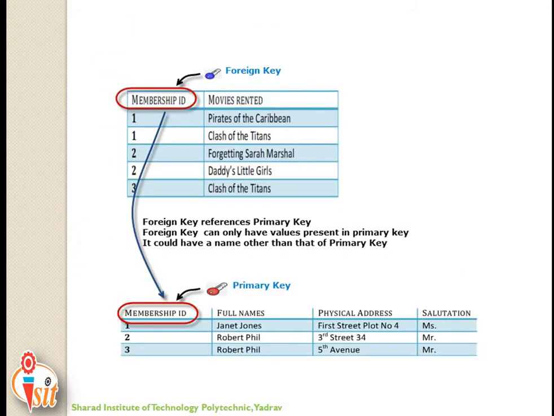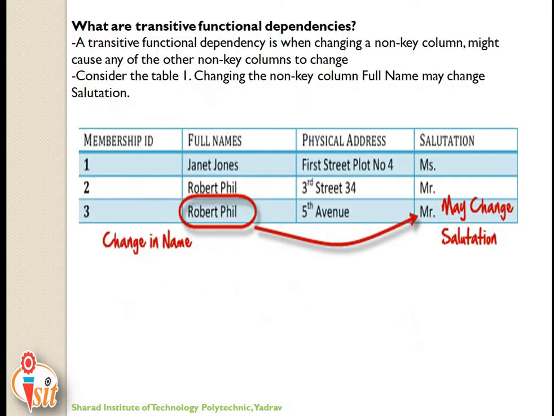Here you can see how the foreign key works. Here in the first table membership ID is there. In the first table membership ID works as a foreign key, and in the second table membership ID works as a primary key. That is, foreign key references primary key. Foreign key can only have values present in primary key. It could have a name other than that of primary key.